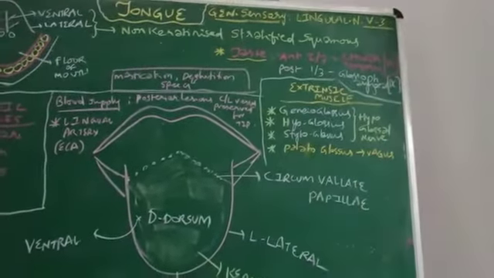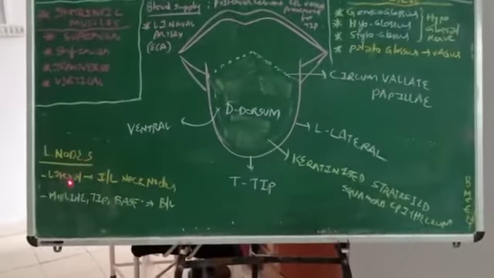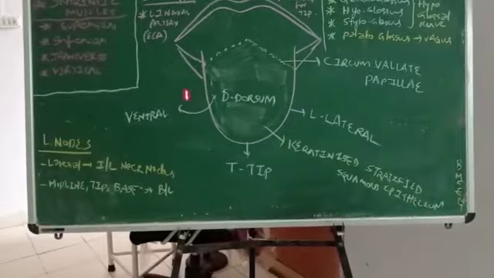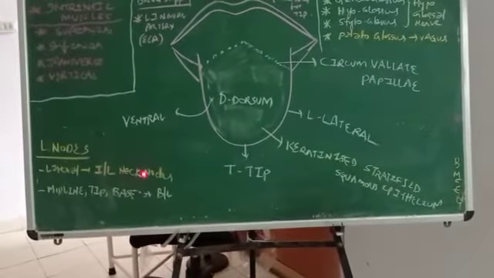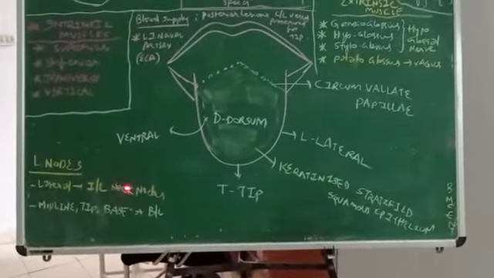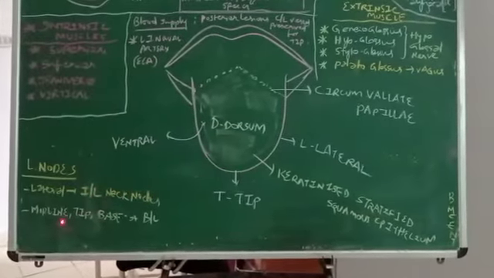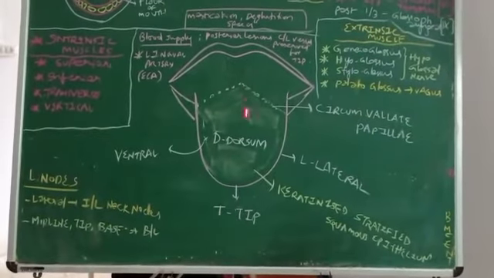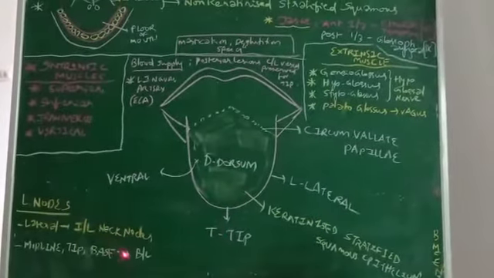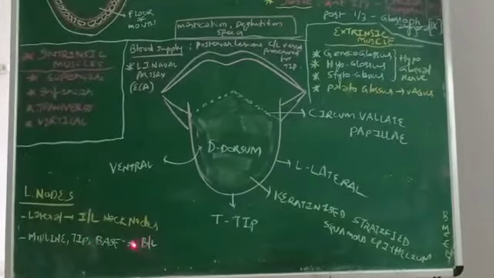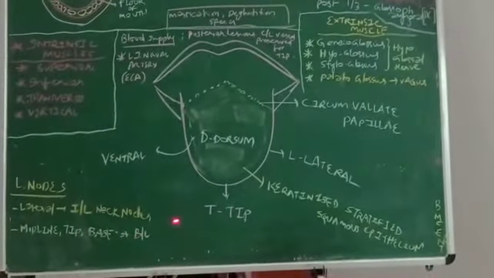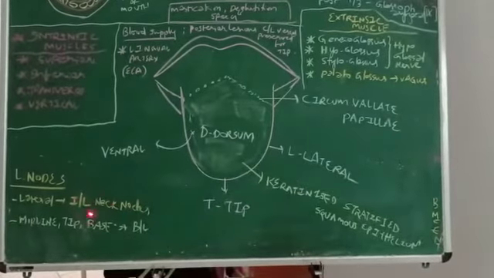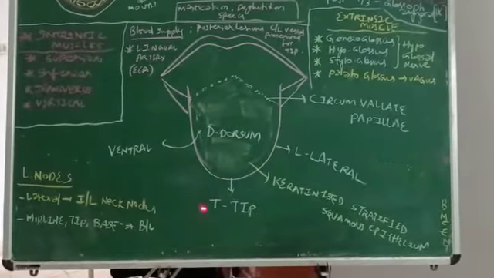If you take the lymph nodes, they are divided into two groups. The lateral one drains towards the ipsilateral neck nodes, especially the jugulo-omohyoid, the level 3 lymph nodes, as we can say, and the midline, tip and base of the tongue are bilateral. Anytime in the body, the central organs are bilaterally distributed. So the midline, tip and base of the tongue drain bilaterally to the lymph nodes of the neck. We are not going into the details of the lymph nodes of the neck. Especially most important is the jugulo-omohyoid, that is level 3 nodes.